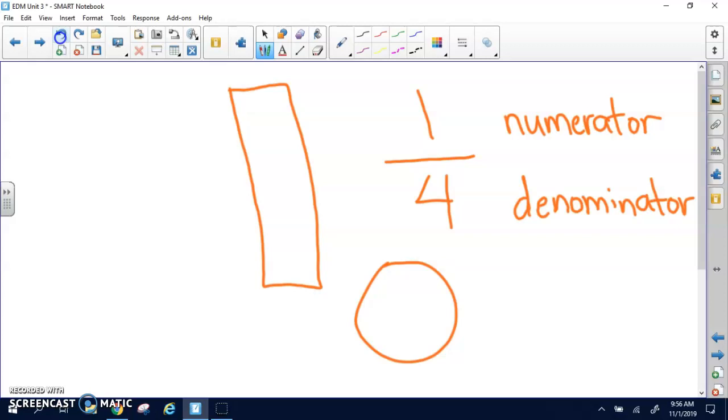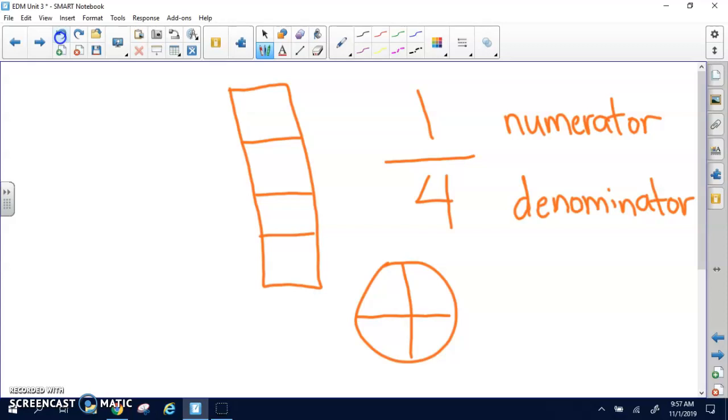The denominator is the number that you're breaking the whole into. So how many parts am I breaking my wholes into here? Yes, so here we go. That's one way to do it. Here's another way to do it. So that shows my denominator. Denominator is how many parts I break my whole into. And in this case we call them fourths since there's 4 pieces.